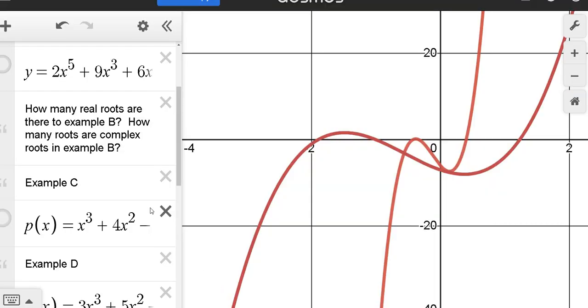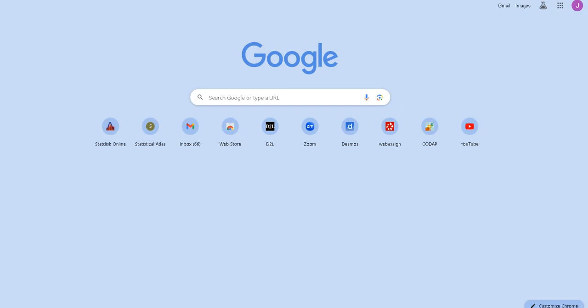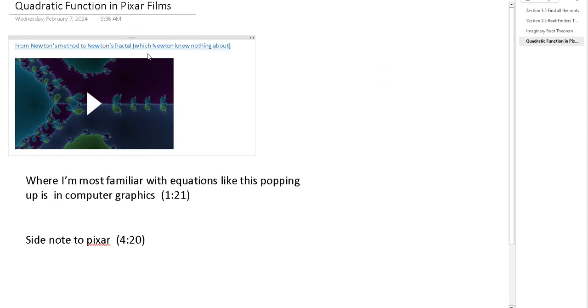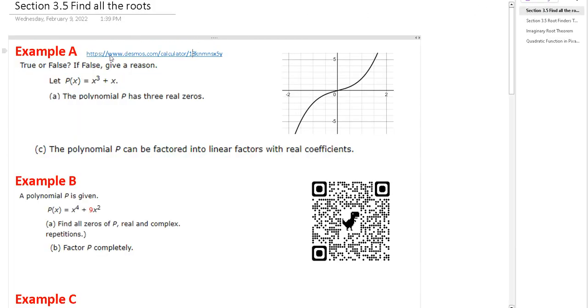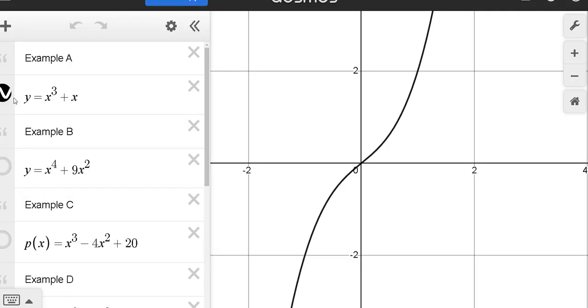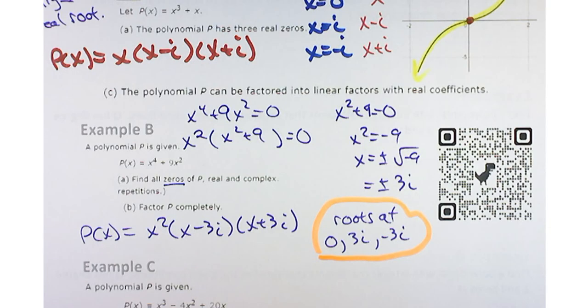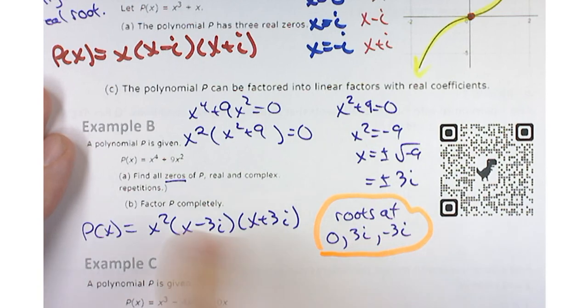So let's see, 3.5. I thought I had one for 3.5. Let me just take a look here. No, there it is. So it's for 3.5. Yeah, we got a nice bounce here at 0. All right, so we can feel a little bit reassured by that. But there's your roots, there's your factor completely.